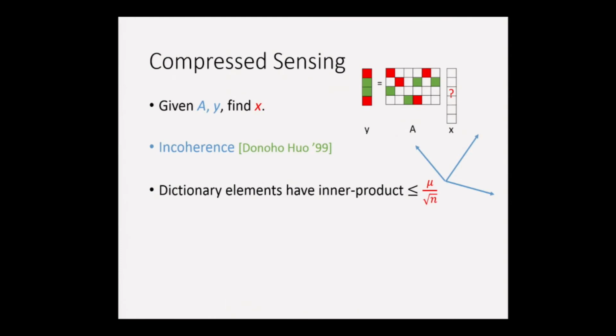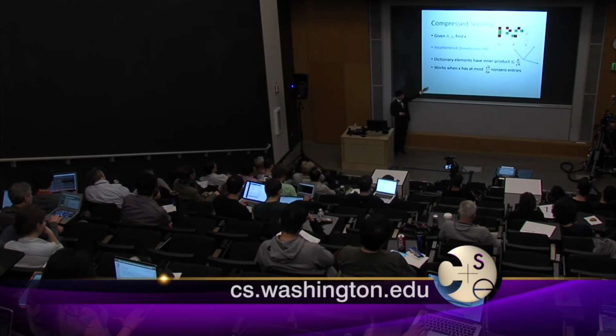So let's make sure dictionary elements have inner products bounded by mu over square root n. Recall, think of these columns as unit vectors, and n was the dimension of the dictionary elements, and think of mu as something small, either a constant or maybe log. When this property is satisfied, what we can guarantee is that whenever the number of non-zero entries in X is at most square root n over 2 mu, the solution to Y equals A times X is unique and robust. And further, there are efficient algorithms that can tell what this sparse code X is.